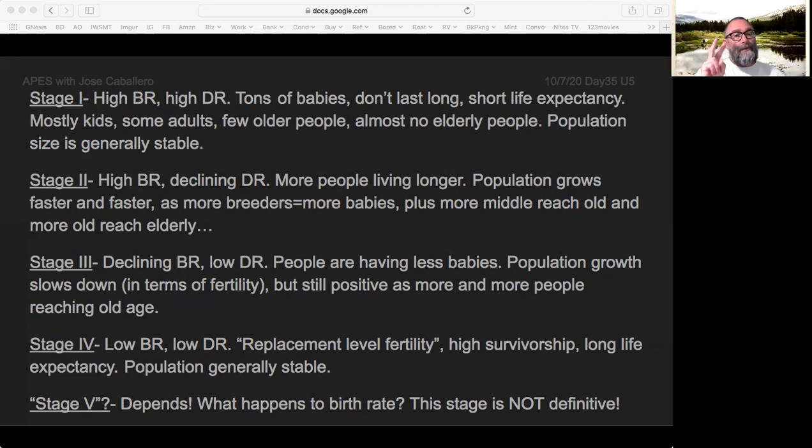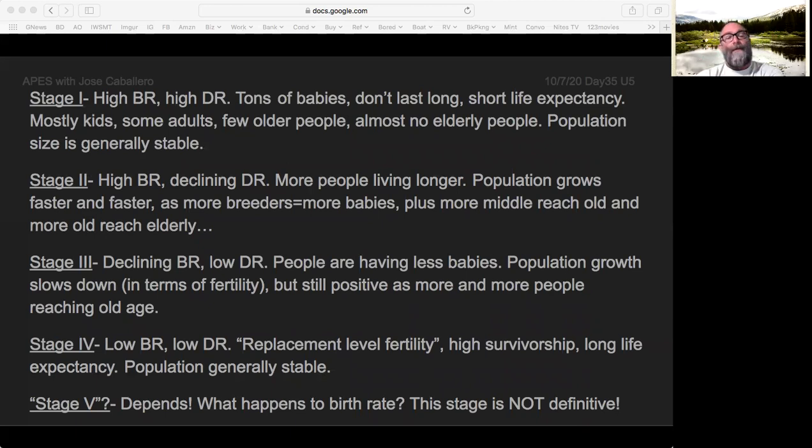In stage 2, we lower the death rate. So now there's more people living longer. More of the infants make it to 5, and more of the 5-year-olds make it to their teens. So generally you see the puffing out of the age structure. Population grows faster and then faster and then faster because you have more people starting to breed, and then more of those people still having more babies, plus more people reaching middle age, plus more people reaching old age. So population growth accelerates rapidly in stage 2.